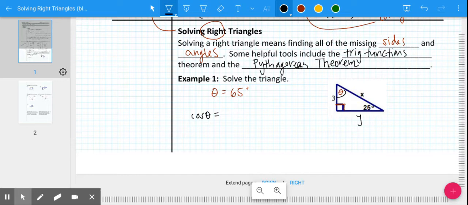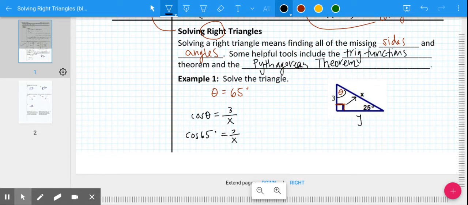From that angle, adjacent is the one touching it that's not the hypotenuse, so that's the 3. And then x is the hypotenuse. The hypotenuse is defined as always being across from the right angle. And so we set this up. Remember that we found theta to be 65 degrees. And then we go through and we just do a little solving here.